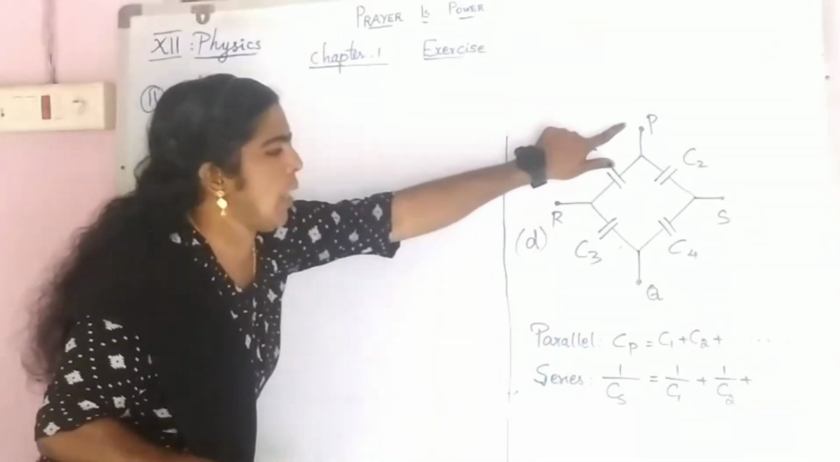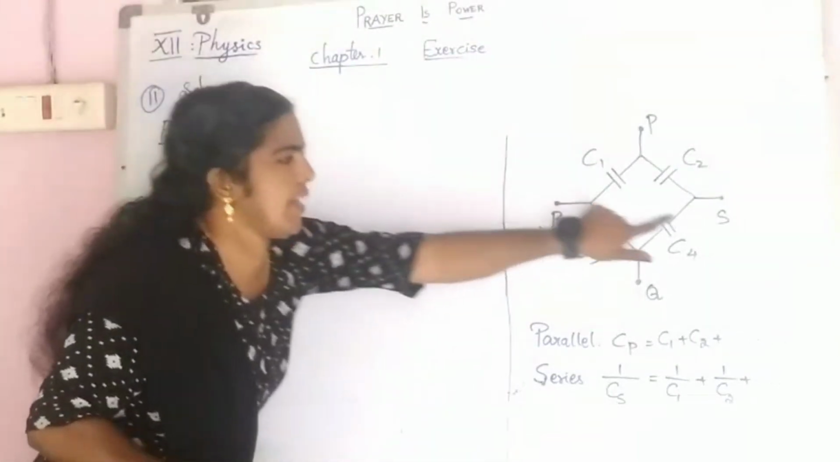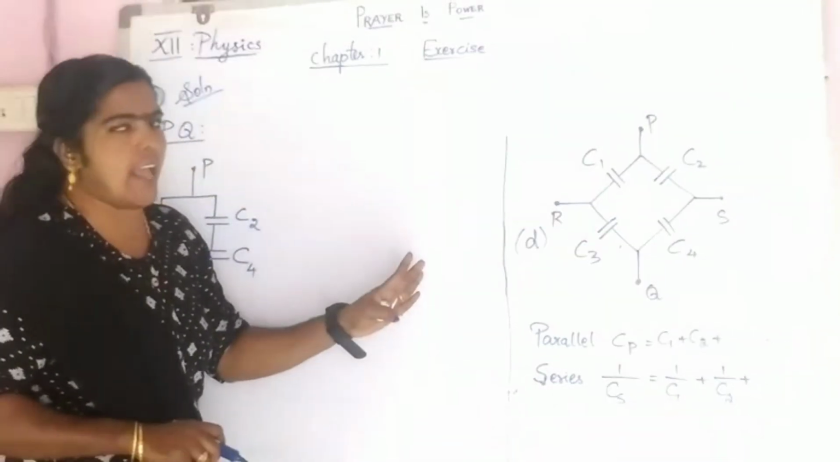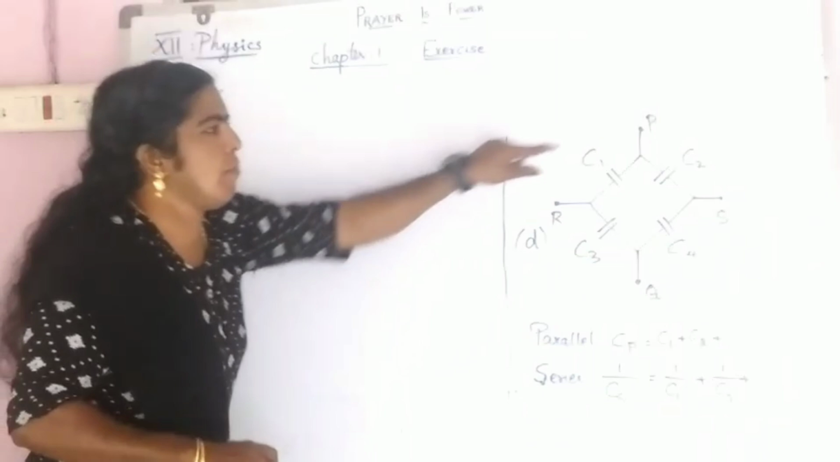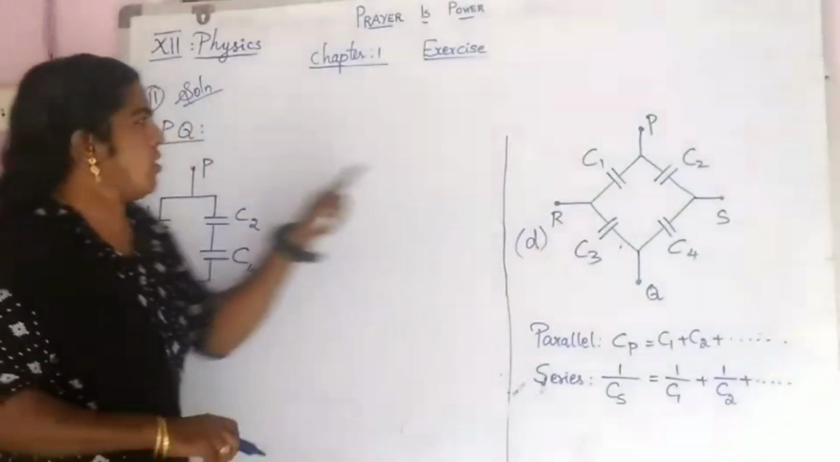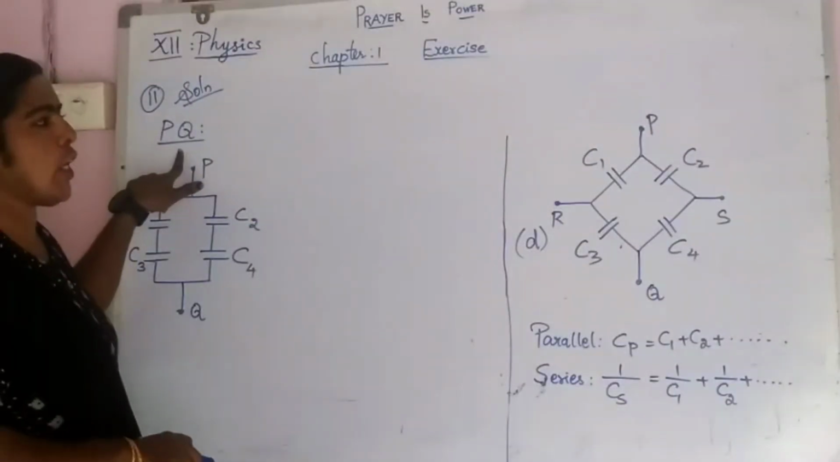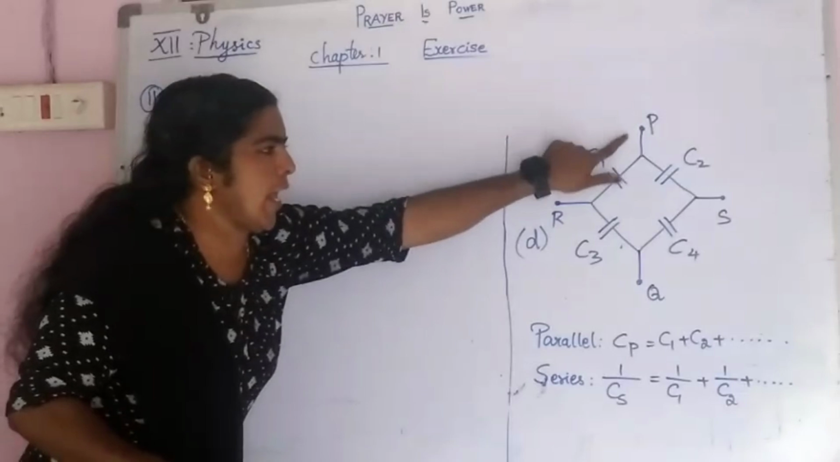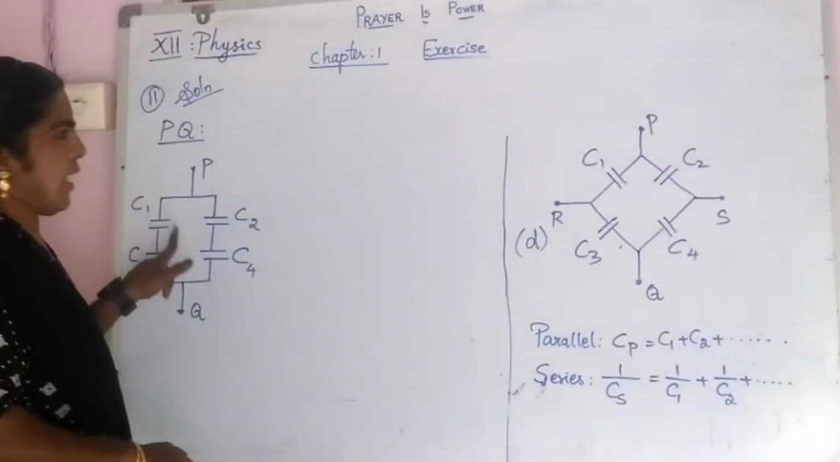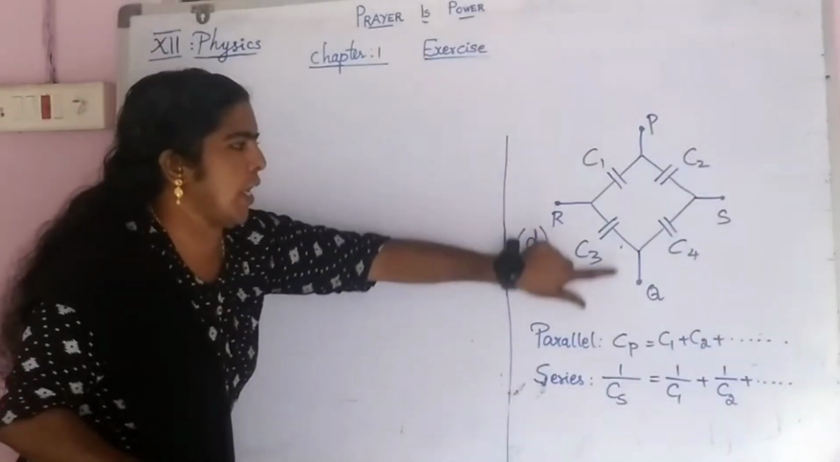Here there are four terminals: P, Q, R, S. First we are using the terminals P and Q. For P, Q, rearrange the circuit. We are using only P and Q.